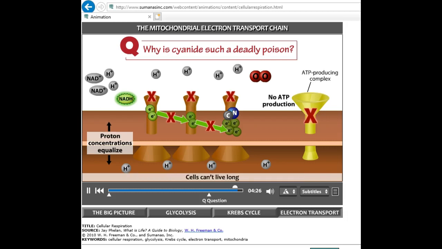Cells can't live long on the small quantity of ATP made by glycolysis. So, without the ATP that comes from the electron transport chain, cells die.